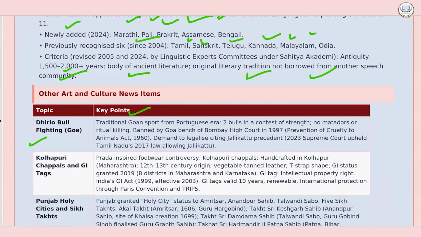Then Dhirio bull fighting happens in Goa, a traditional Goan sport from the Portuguese era. It was banned by the Goa bench of the Bombay High Court in 1997, with demands to legalize it citing Jallikattu precedents.